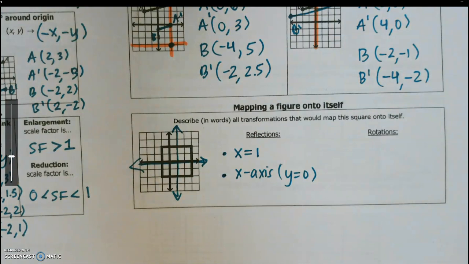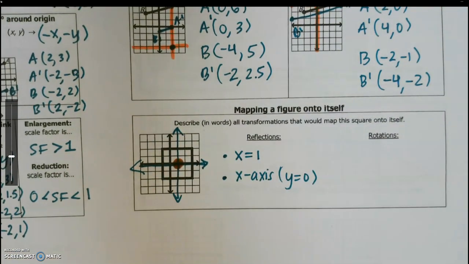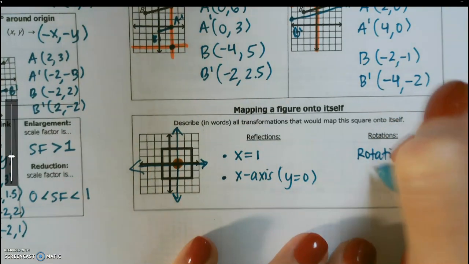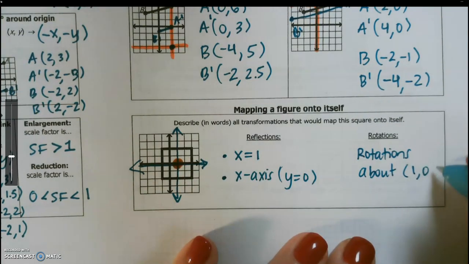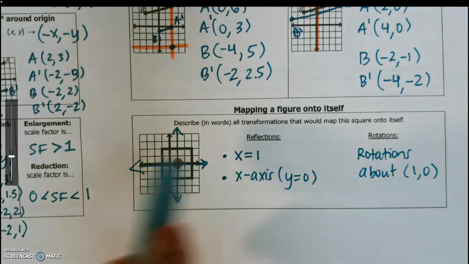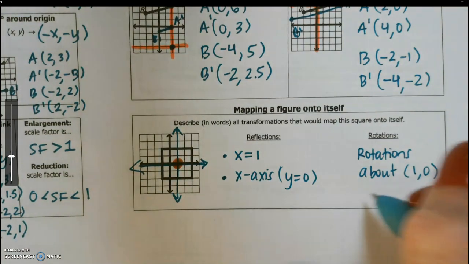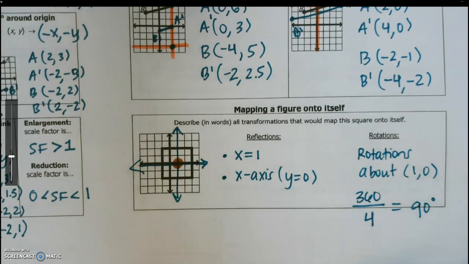Then let's talk about some rotation options. If you were going to rotate it, you need to rotate it around the center of the figure. That's the direct middle. So we could talk about rotations about the point 1, 0. And there's a few different rotations that would work because this is a regular polygon. It's a 4-sided figure where all the sides and the angles are the same. We can take a rotation of 360 and divide it by the 4 sides. That means any increment of 90 would make this map onto itself.